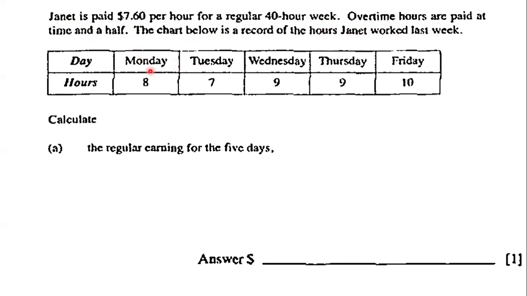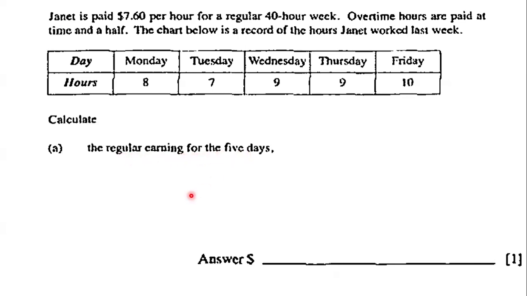So on Monday, Janet worked 8 hours. On Tuesday, she worked 7 hours. On Wednesday, she worked nine hours. On Thursday, she worked 9 hours. And on Friday, she worked 10 hours. And the question states, calculate the regular earnings for the 5 days.